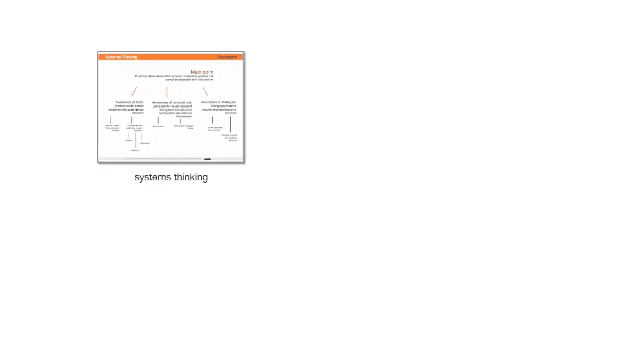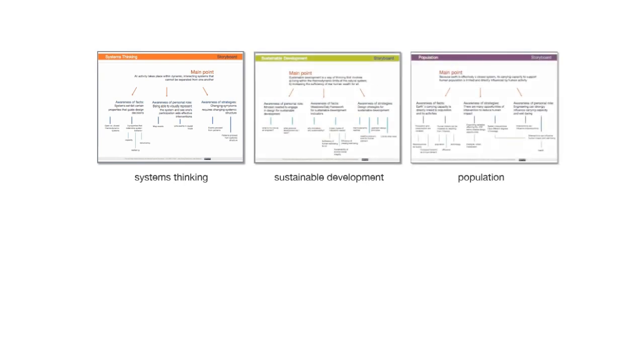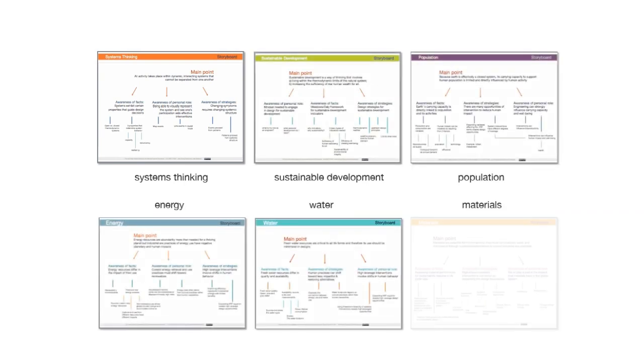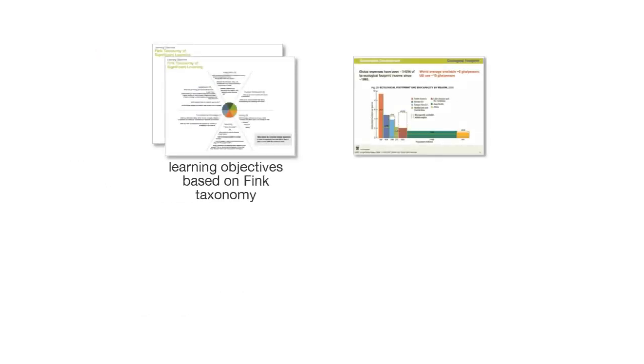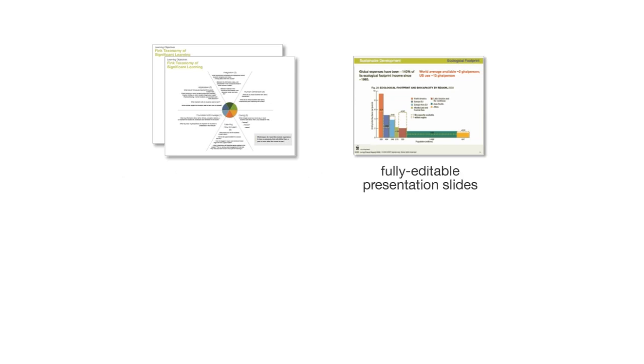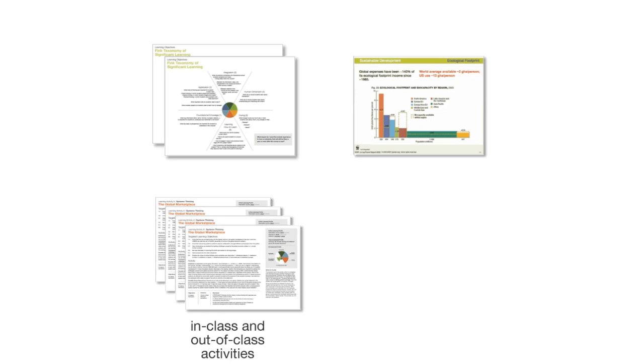So we created 5 suites that address interrelated issues: systems thinking, sustainable development, population, energy, water, and materials. Each suite contains a set of learning objectives based on the Fink Taxonomy of Significant Learning, and a set of fully editable PowerPoint presentations with slide notes, and suggested in-class and out-of-class activities.